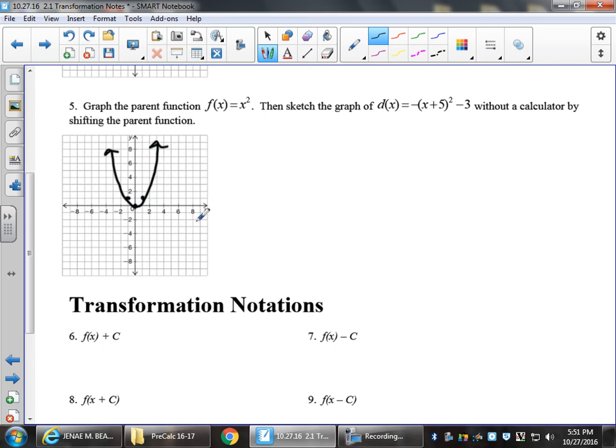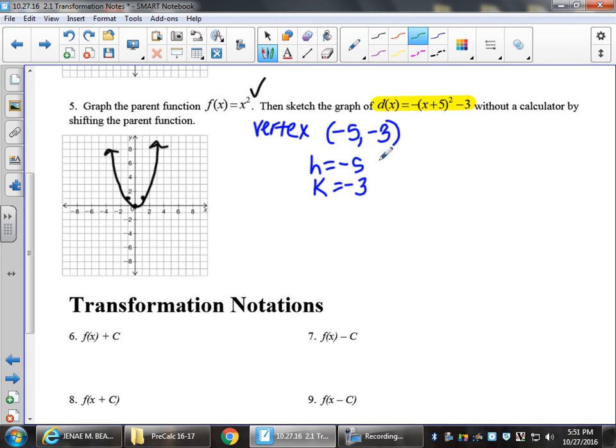That's a little better. Okay. So we have a sketch of our parent function, f of x equals x squared. Now let's see what we have happening here. I see that the function I'm given is again in vertex form, which is nice because right away, let's identify our vertex. The vertex here is (-5, -3), which makes h negative 5 and k negative 3.